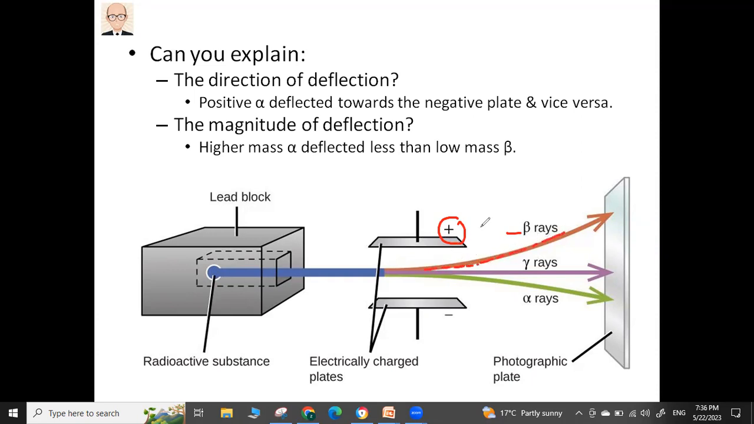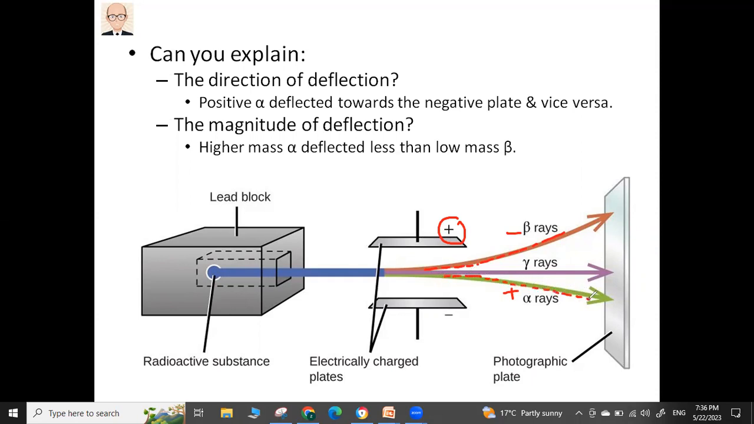Unlike charges attract one another. So what about the alpha rays? We know that alpha rays are positively charged, and we have a positive plate at the top, and we know that like charges repel each other. So the positive plate is going to repel the positive alpha rays downward. So that's why they will be deflected in this way.